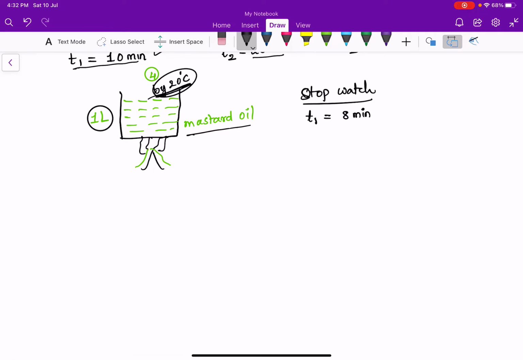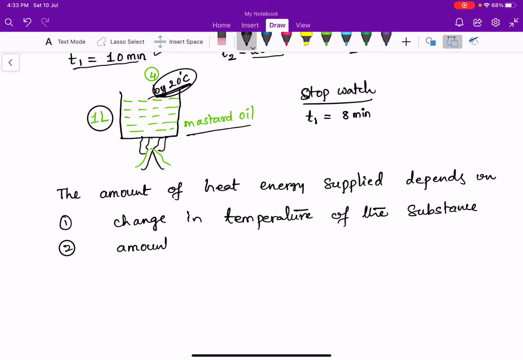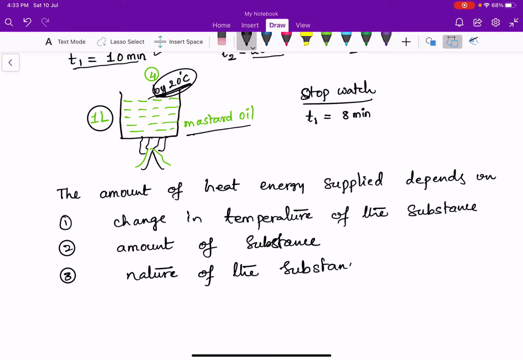So here I am concluding the amount of heat energy supplied depends on: first one is change in temperature of the substance, and second observation is the amount of heat energy supplied depends on the amount of substance, and third observation is it also depends on nature of the substance, the nature of the material inside the vessel, nature of the substance.